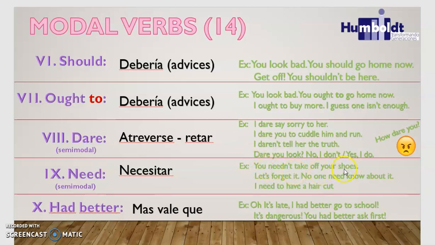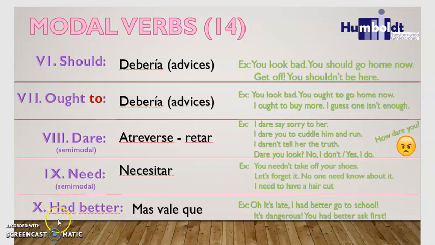No necesitas quitarte los zapatos. The other example is let's forget it. No one need to know about it. Olvidémoslo. Nadie necesita saber de eso. Remember that if you want to use the semi-modal need as a normal verb, you need to add to. Okay, so I need to have a haircut. Necesito cortarme el cabello. Okay, so you use to. In this case, this is a normal verb. In this case, in these two examples, it is a modal verb.